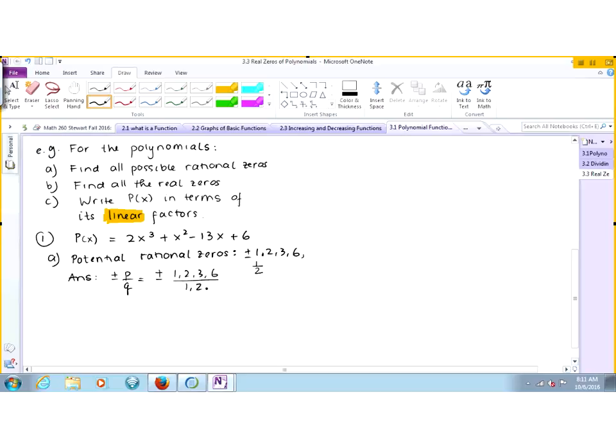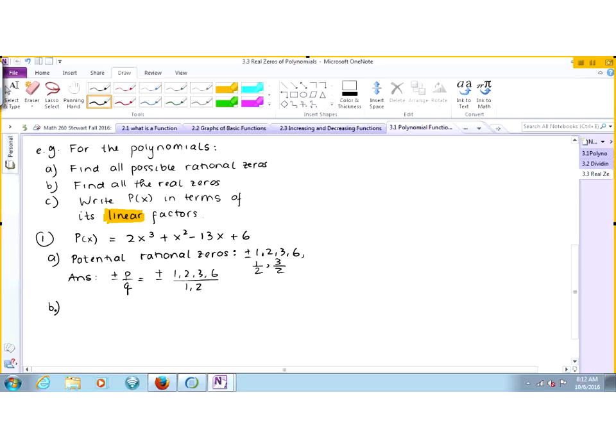1/2, and then 2 over 2. We already wrote 2 over 2, which is 1. And then what else? 3 over 2. That's it. 6 over 2 is 3. We already wrote 3, didn't we? Okay, so I have 1, 2, 3, 4, 5, 6. Plus and minus, so 12 potential rational zeros. So I have 1, 2, 3, 4, 5, 6, but I have to plus or minus.